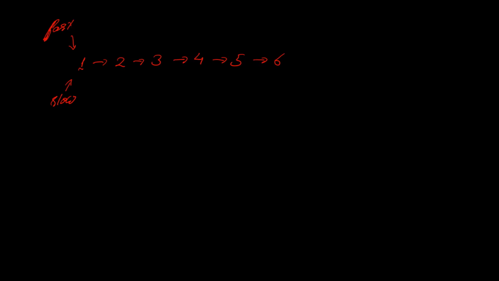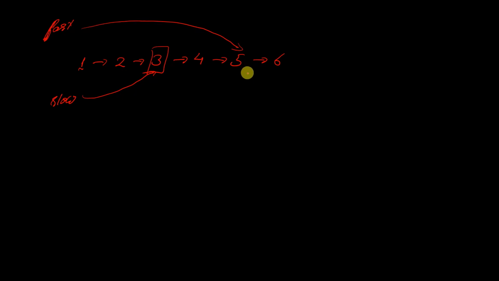Let's see. When we first update our fast, the fast will point here, then slow will point here. Now when we again update fast by 2 steps, it will point here, and slow will point here. If we again update, then fast will point at the end. So this is the element which we will get as the mid.